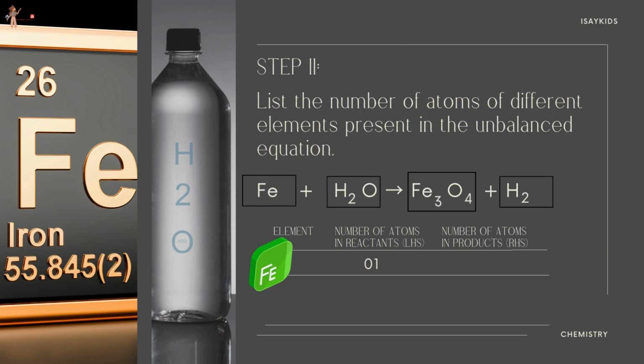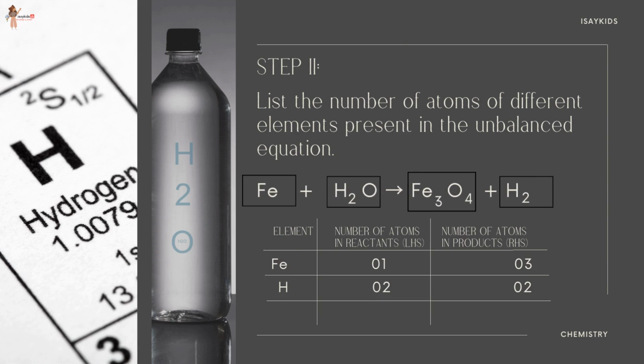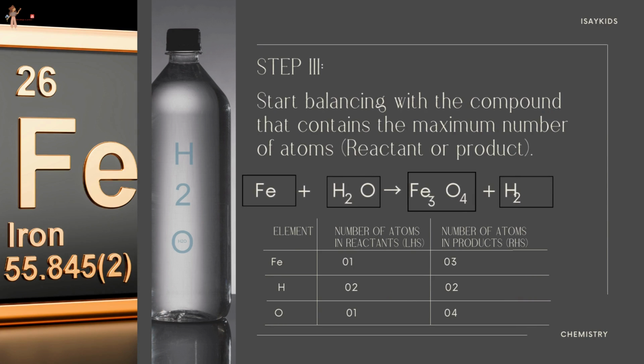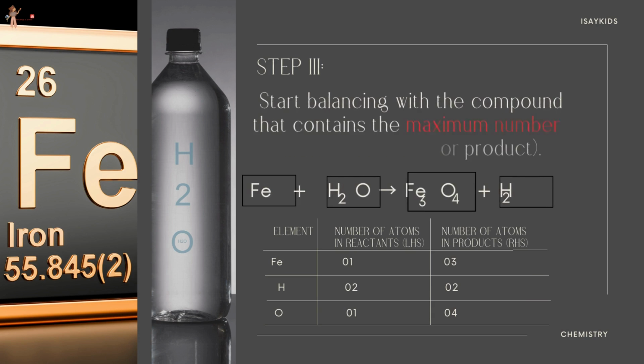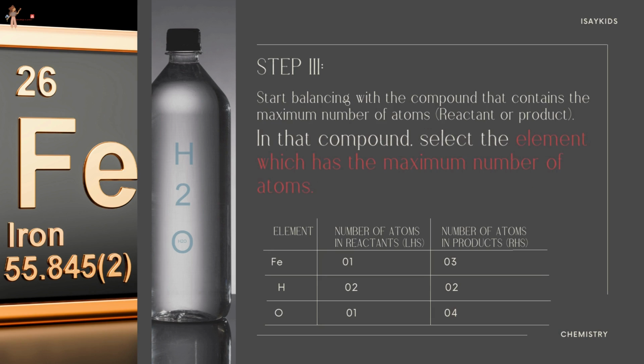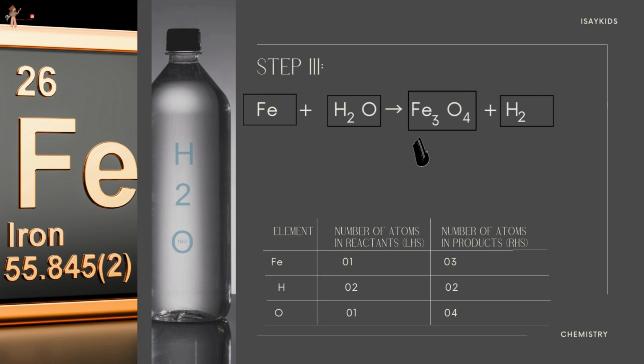Fe here is 1 and 3 respectively. Hydrogen is 2 and 2. And oxygen is 1 and 4. Now the next step is start balancing with the compound that contains the maximum number of atoms. It may be a reactant or a product. In that particular compound, select the element which has the maximum number of atoms. Using these criteria, we select Fe3O4 and the element oxygen in it.